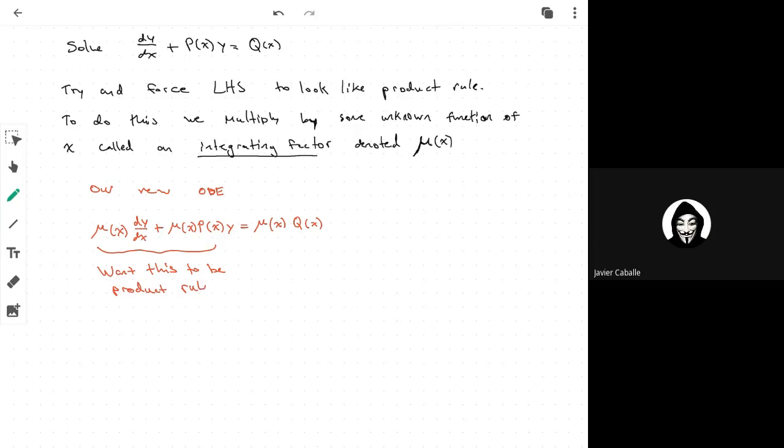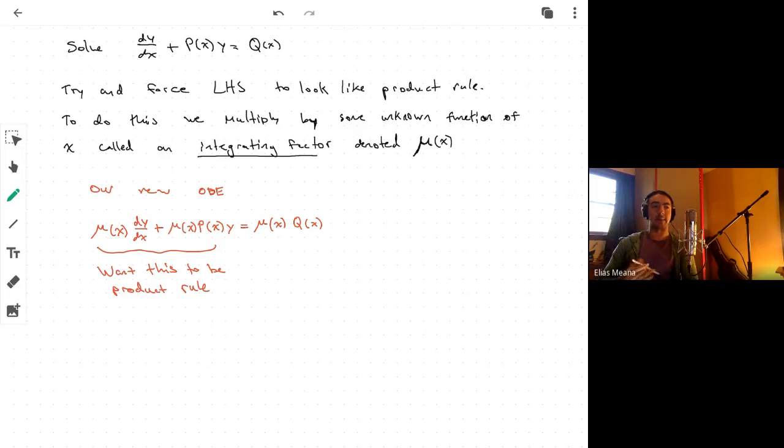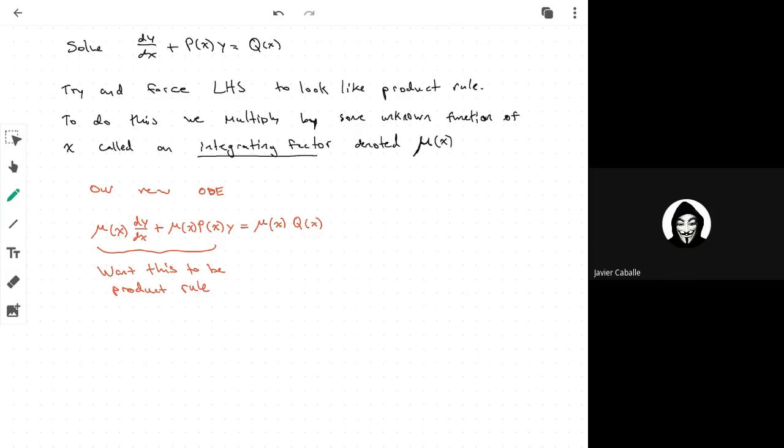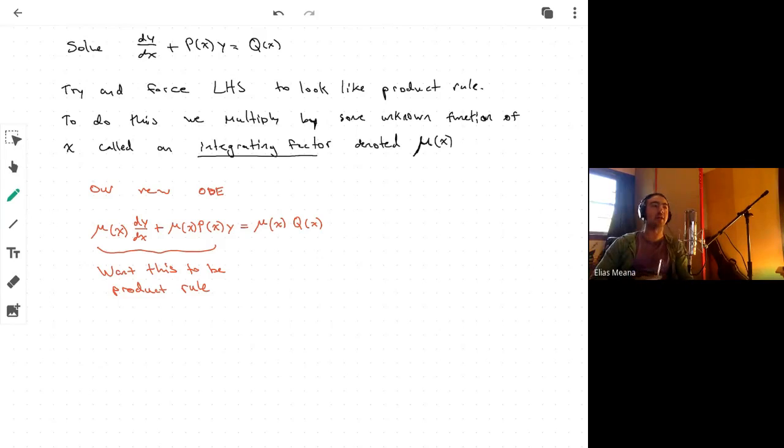Mu of x, is it just e to the power of x? Not necessarily. Not necessarily. Mu's got a nice form. You'll see it in a second. It's kind of weird looking, but it's got a nice form.